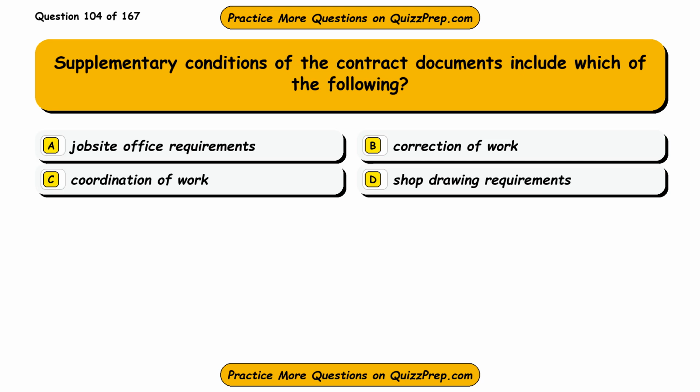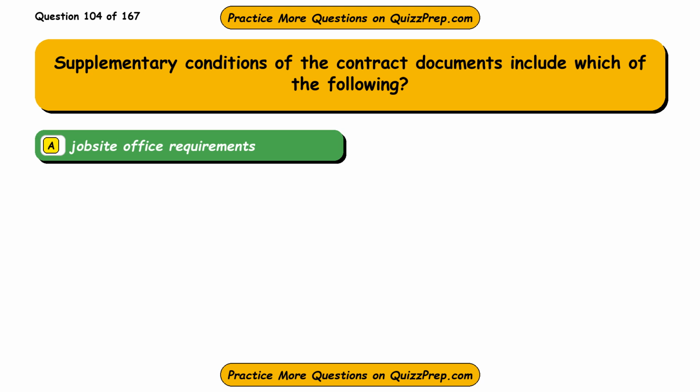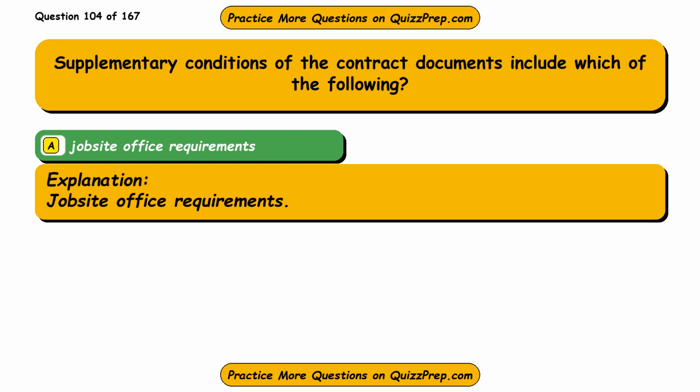Question 104. Supplementary conditions of the contract documents include which of the following? Option A, job site office requirements. Option B, correction of work. Option C, coordination of work. Option D, shop drawing requirements. The correct answer is option A, job site office requirements. Job site office requirements.